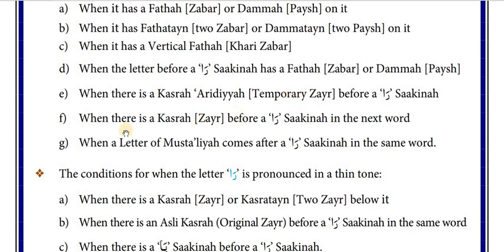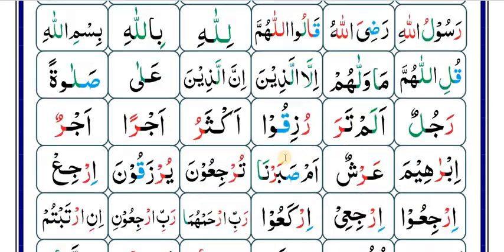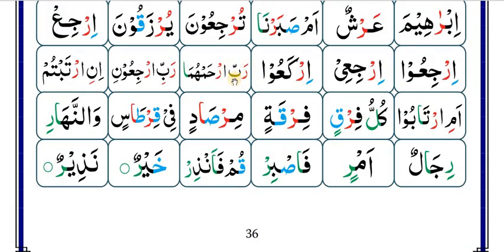Next one: when the letter is a zair before a raw sakina in the next word. Let me give you one example. You can see this is Rabbi, this is Arhama. These are two words, this is the first one, this is the second one. There is a zair before the raw sakina, but not in the same word. It comes in the previous word. Rabbi is the first word and this one is the second.